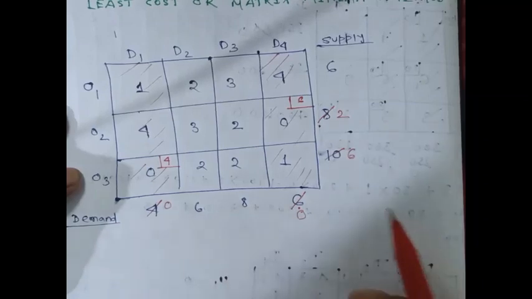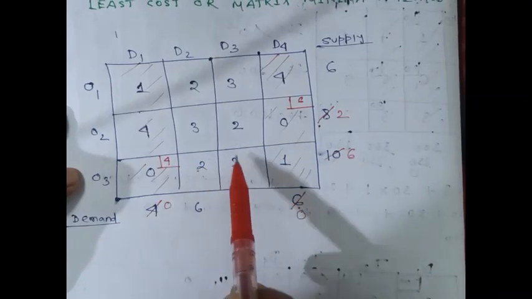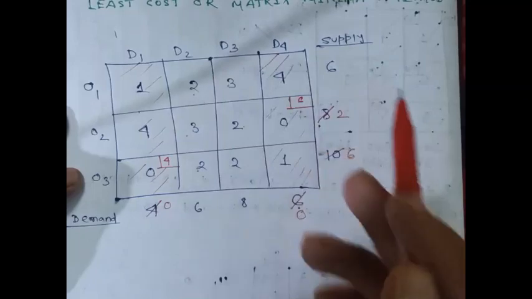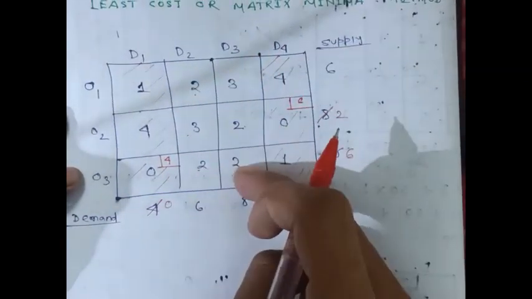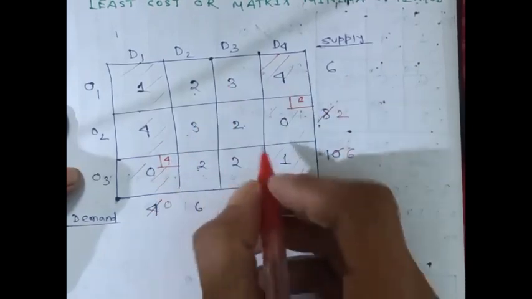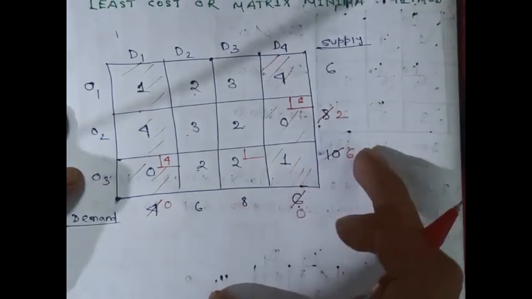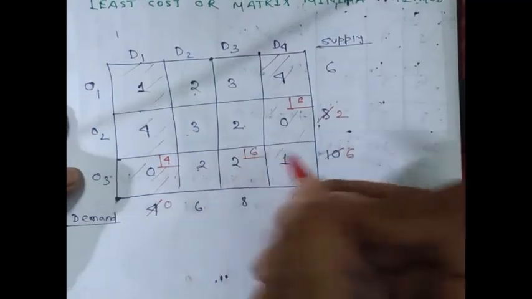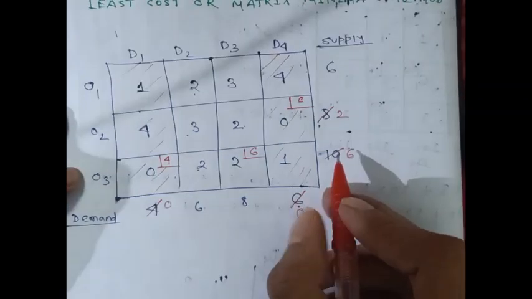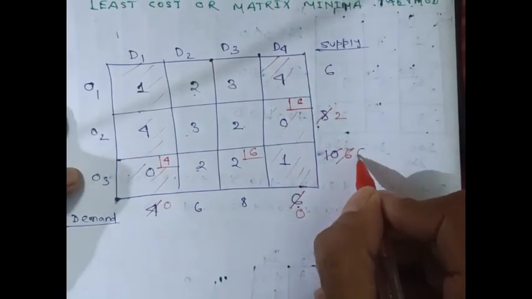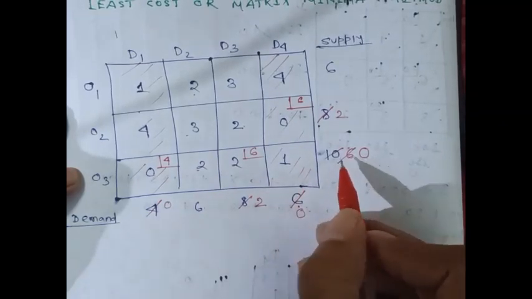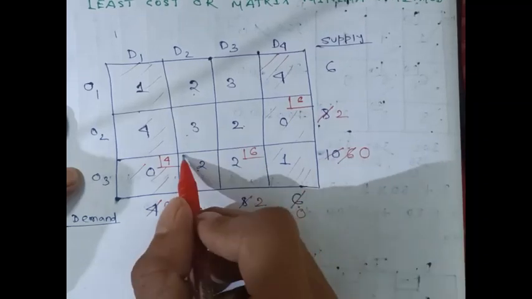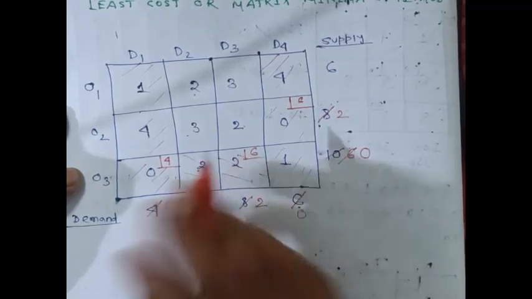Again, in between 2, 3, 2, 3 and 2, what is minimum? 2 is the minimum, so we can take any of these 2s. Let's take these two. In between 6 and 8, what is minimum? 6 is minimum, so I am taking 6, and that 6 will be 0, and 8 minus 6 will be 2. As this is 0, we will delete this whole row.